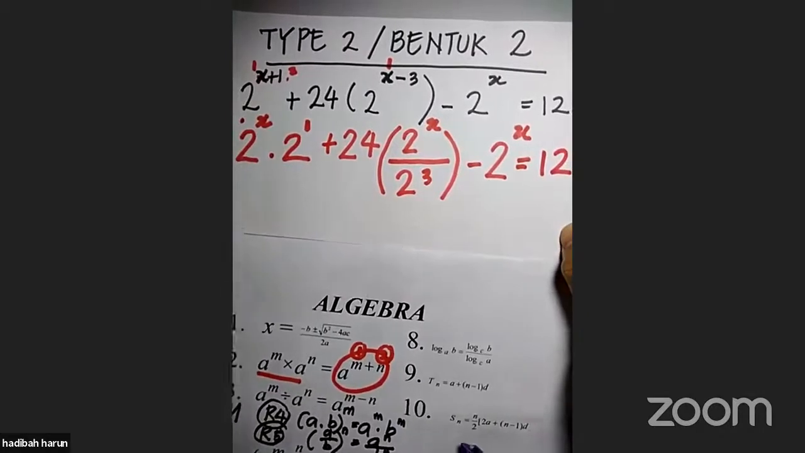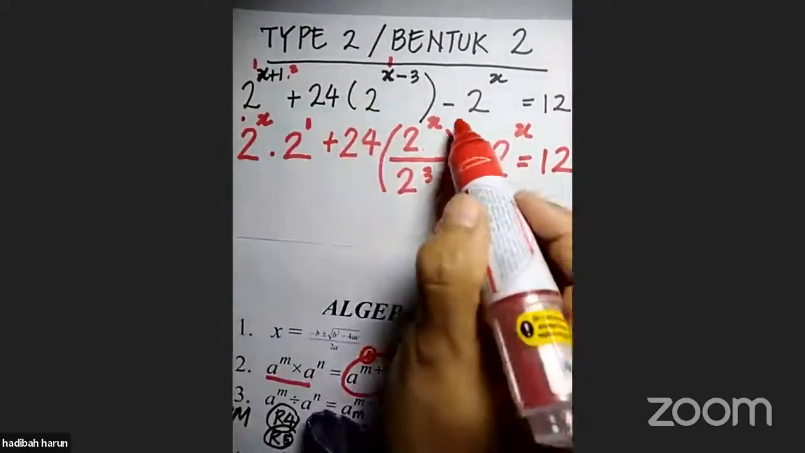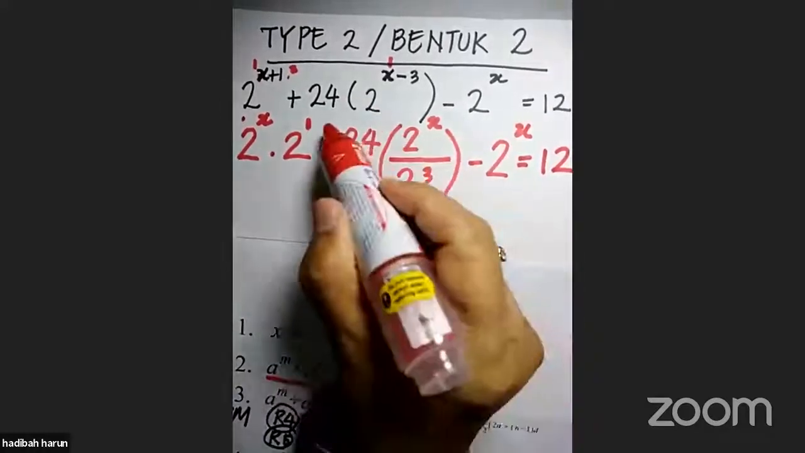Look at the 3 terms. The first term is separated from the second term by a plus sign.